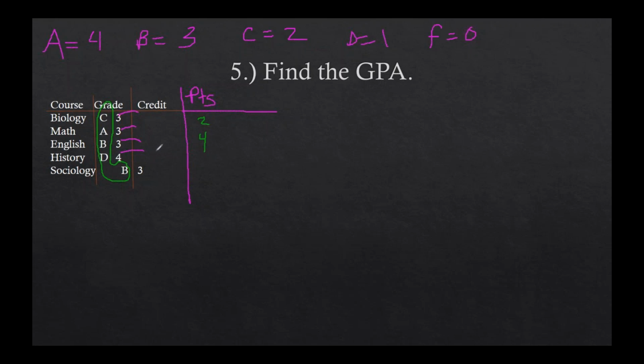Math, of course, you got an A in math. English, I got a B. History, I got a D. And in sociology, I got a B. So these are the points earned. But here's the thing about the points. The points are per credit hour.